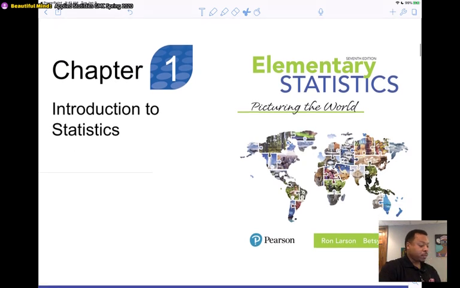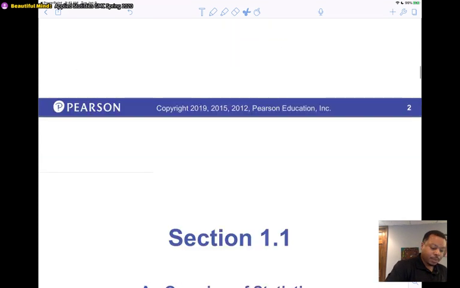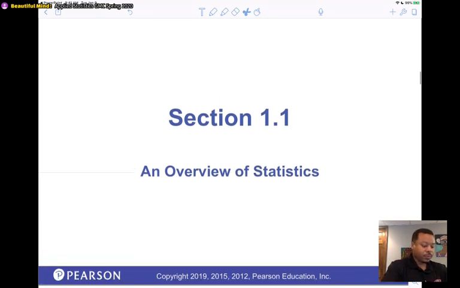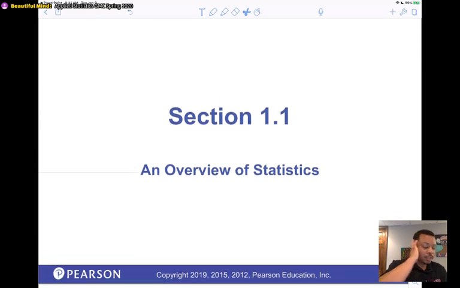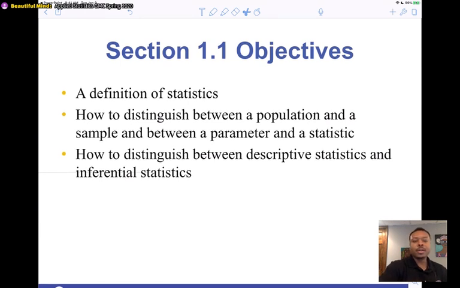Okay, let's see. So this is going to be applied statistics, chapter 1, section 1.1, an overview to statistics. So it should be fairly short. I'm just going to do it as a demo to get a feel of what you can anticipate on any given day. So some of the objectives here: we want to look at a definition of statistics, how to distinguish between a population and a sample, and between a parameter and a statistic, and how to distinguish between descriptive statistics and inferential statistics.